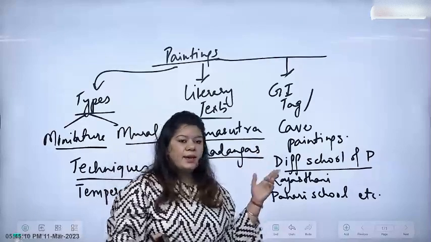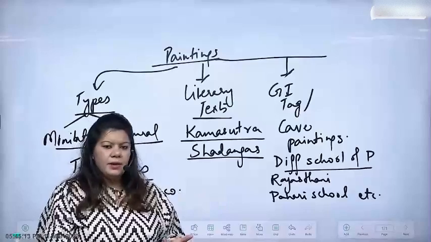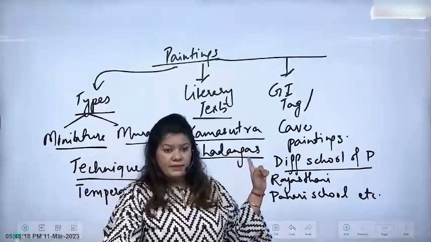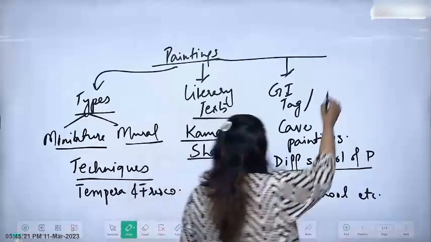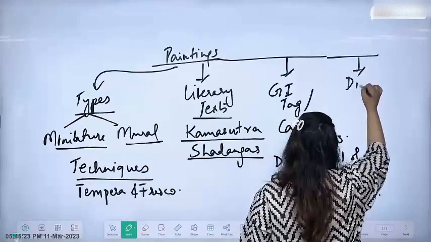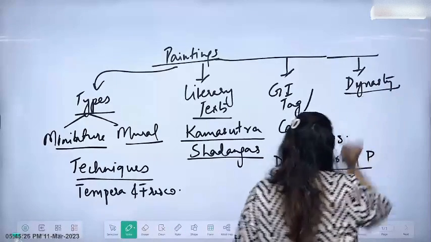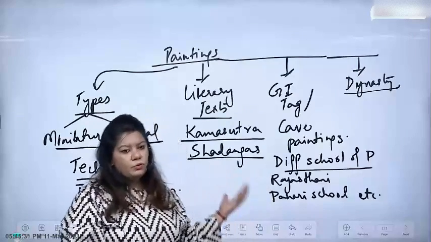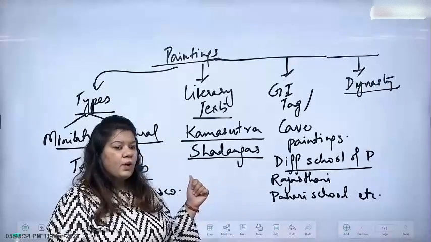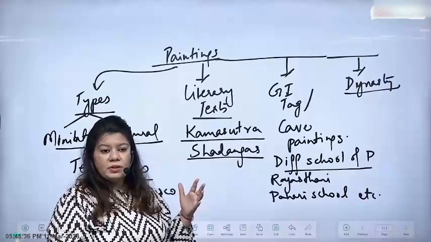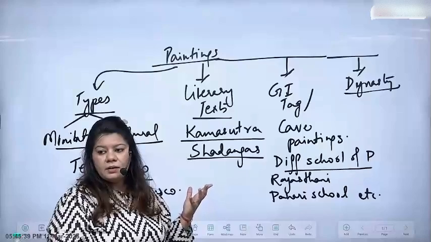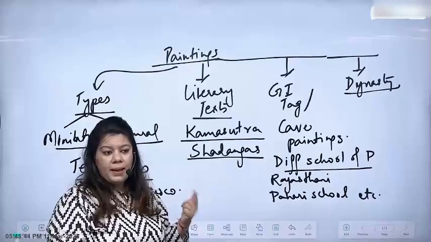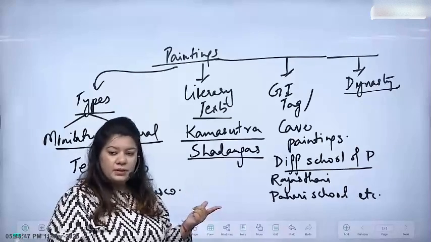Why? Because again, there was a question: Padmapani, Vajrapani are often illustrated in paintings in which of the following caves, right? So cave paintings are very important. Then dynasty wise also you can prepare certain paintings. For example, if you're doing Rajputs, you can do Rajasthani paintings as well. If you are doing Mughals, you will be doing which kind of painting? Miniature, right?